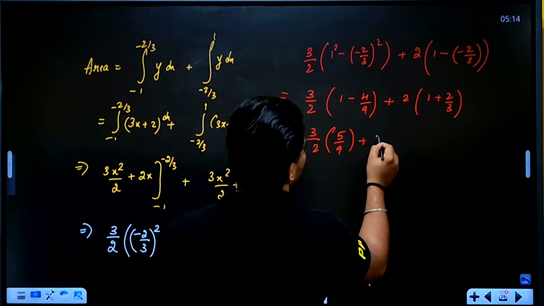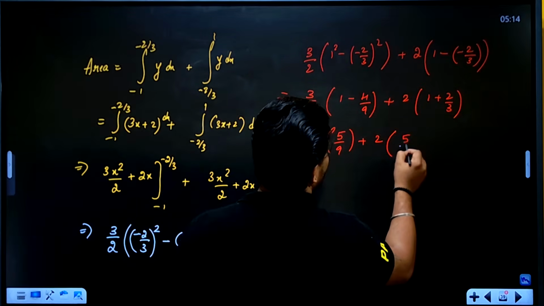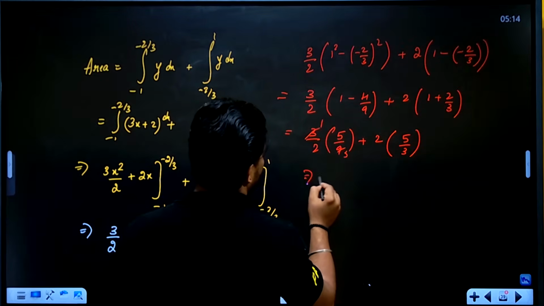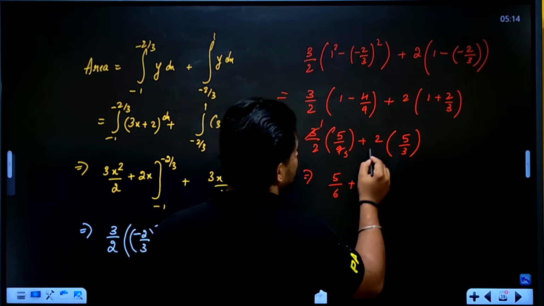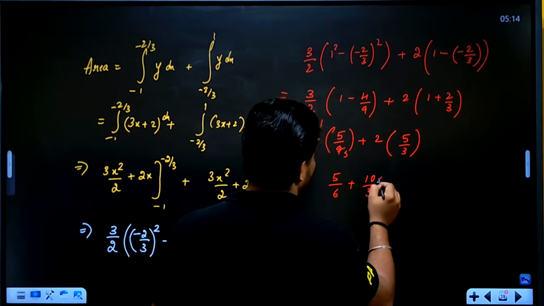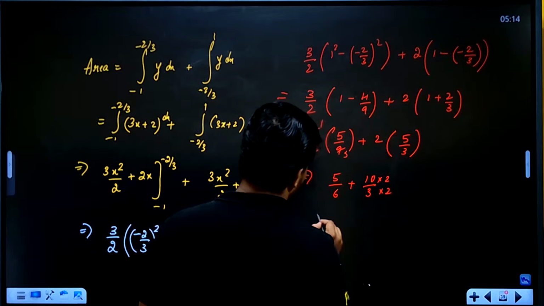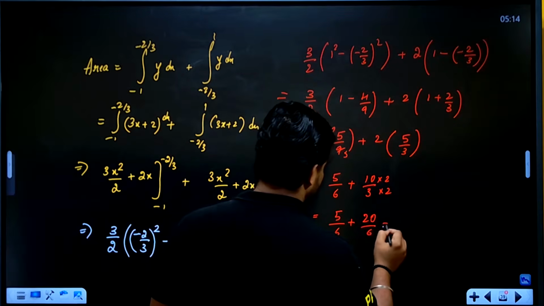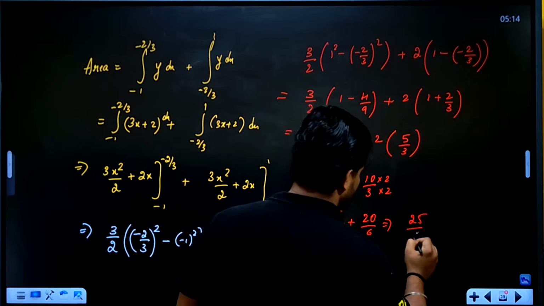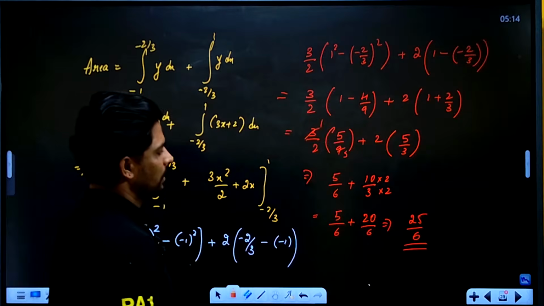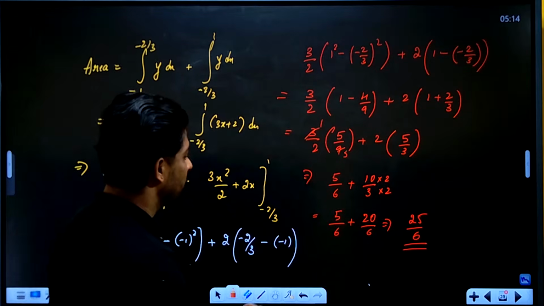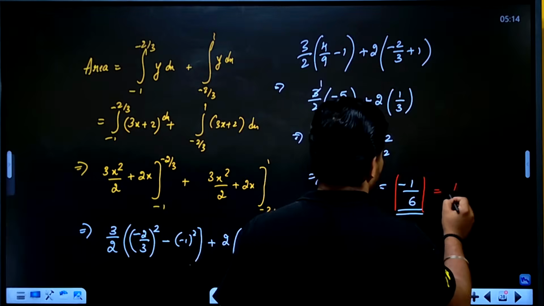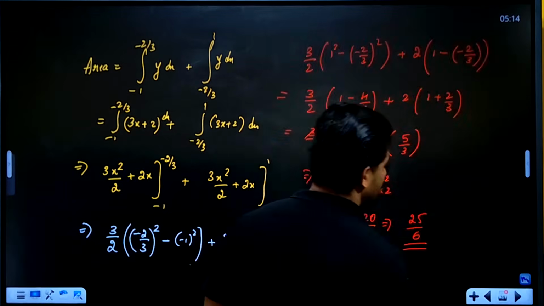Plus 2 of this is 5 by 3. So solve: 3 1s are 3, 3 3s are 9. So 5 by 6 plus 10 by 3, and if you multiply into 2, we get 5 by 6 plus 20 by 6. It's nothing but 25 by 6. Correct? 25 by 6. In the previous case, it was negative, so you consider this as positive because we have got the bottom area.